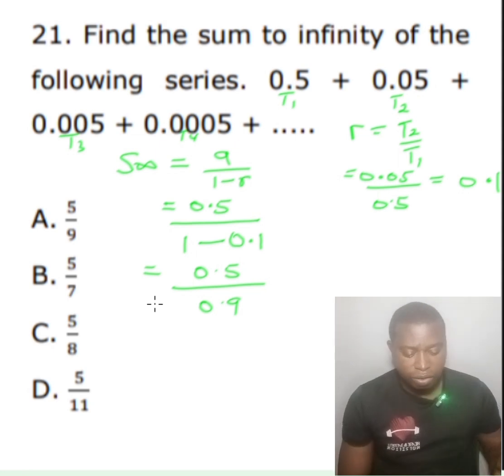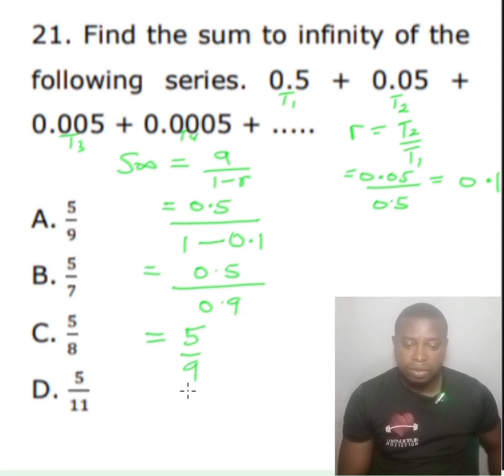Just pick your calculator and divide 0.5 by 0.9. That will give you 0.5555. In fraction form, that gives us 5 over 9. So this is the solution, and that is option A.